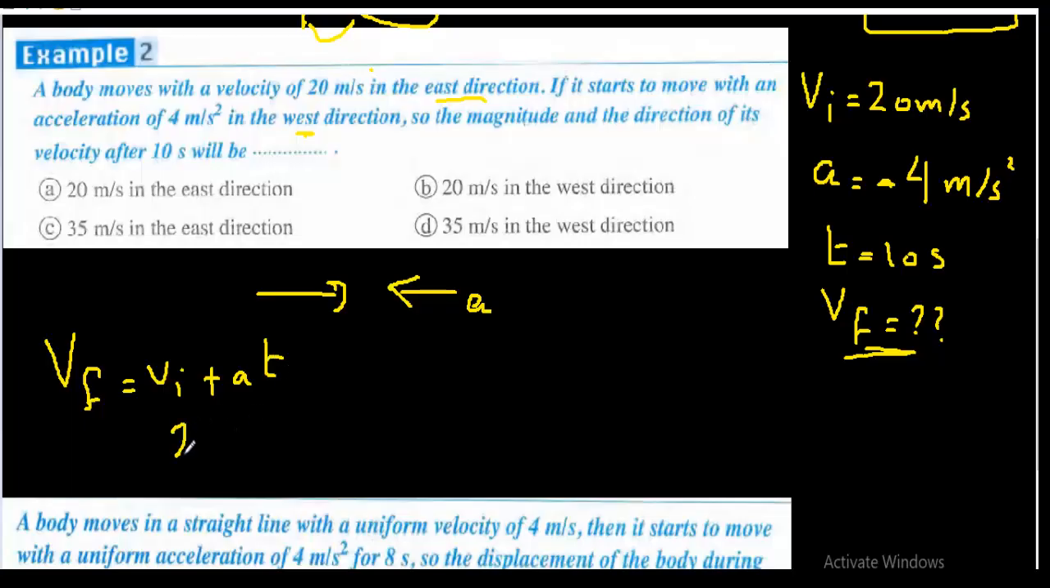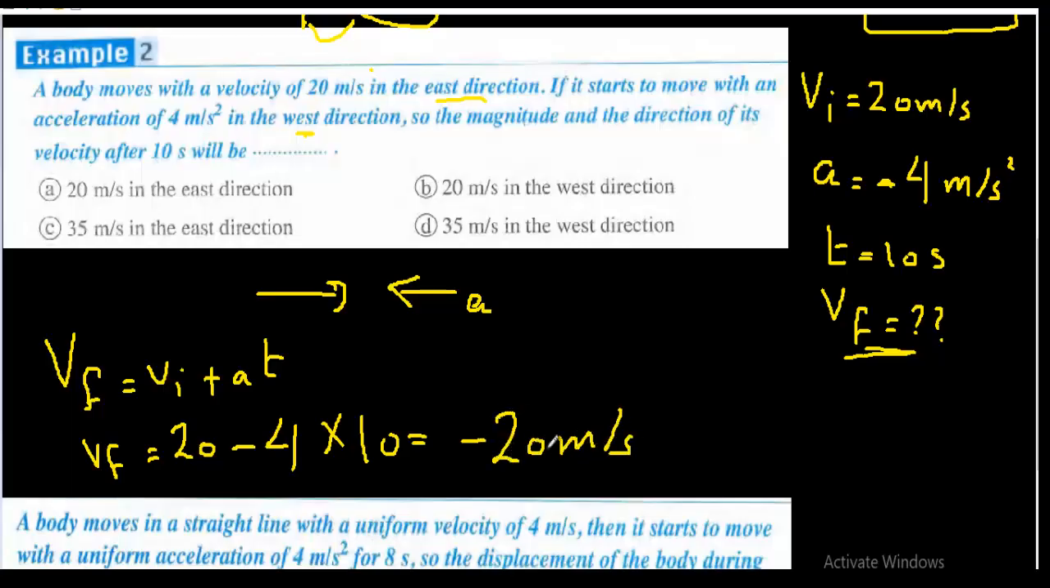Vf equals Vi equals 20, plus will be negative because the acceleration is negative, times t, which is 10, equals 20 minus 40 equals negative 20 meters per second. Okay, the answer here will be 20.